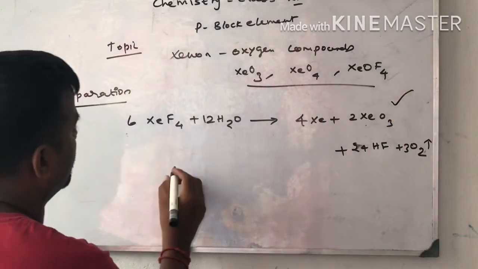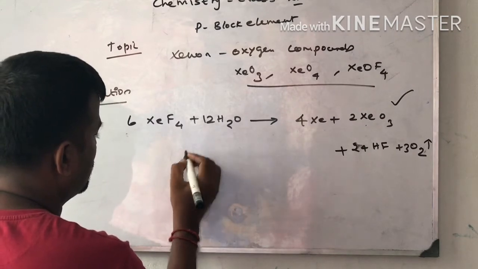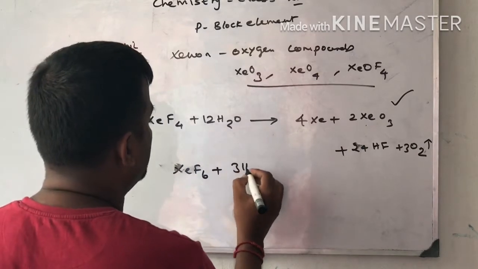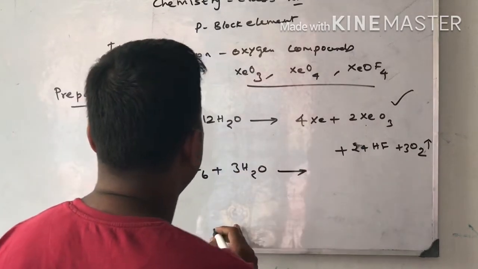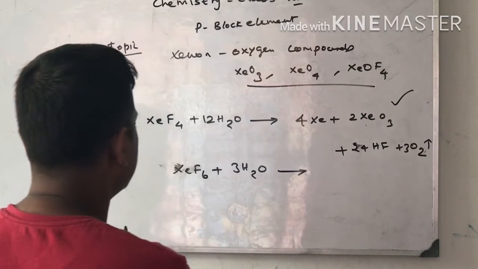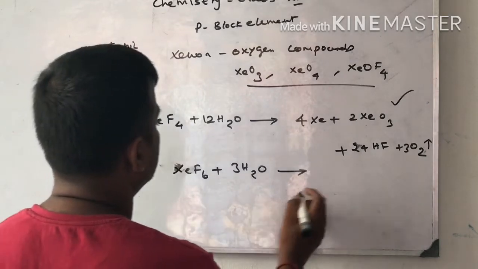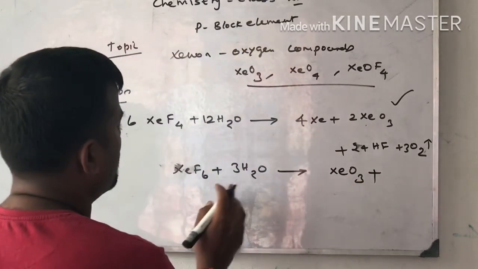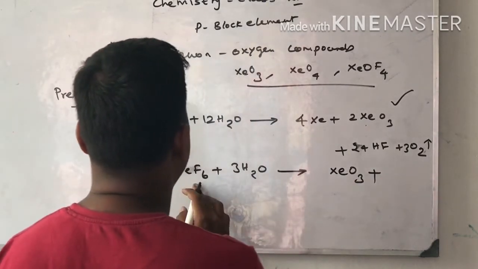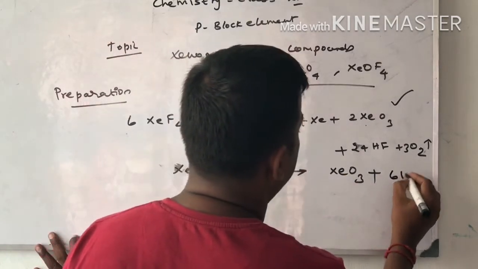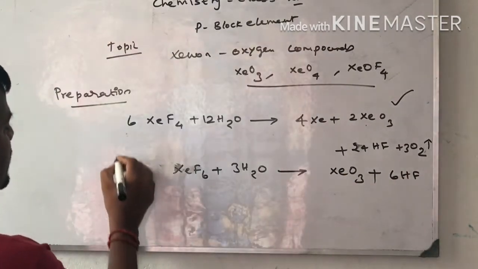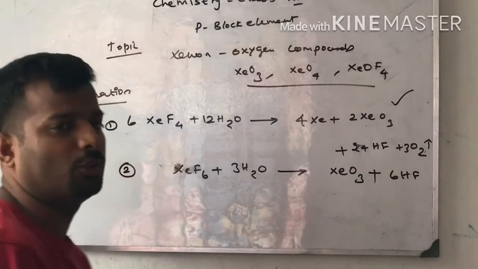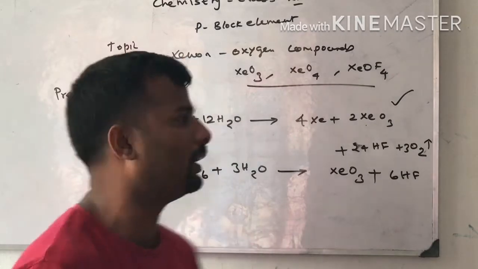Next one is XeF6 with 3 H2O. It will give xenon trioxide plus 6 HF. So this is the second method. This is the first method and this is the second method. These are the two methods used for preparing xenon trioxide.